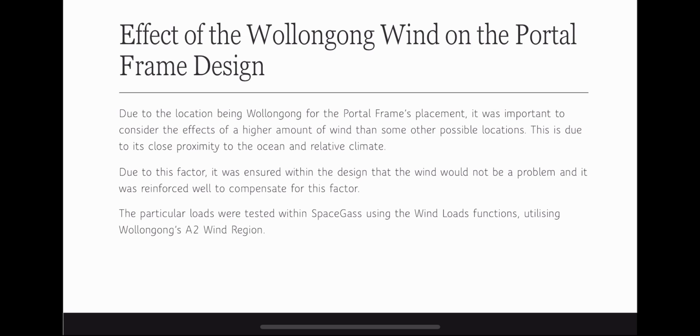Due to the location being Wollongong for the portal frame's placement, it was important to consider the effects of the higher amount of wind than some other possible locations. This is due to its close proximity to the ocean and relative climate. Due to this factor, it was ensured within the design that the wind would not be a problem, and it was reinforced well to compensate. The particular loads were tested within Spacegass using the wind loads function, utilizing Wollongong's A2 wind region.